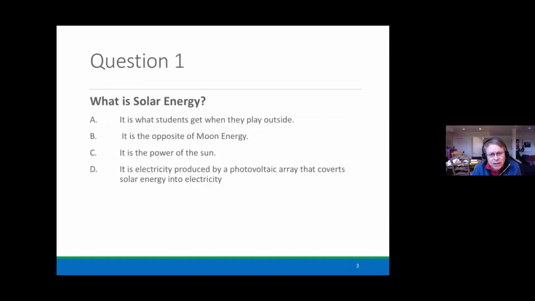Okay, so first question is really a shared question that we'd like you to answer, is what is solar energy? And I have 4 choices here. A, it's what students get when they play outside. They get a lot of solar energy. B, is it the opposite of moon energy? And C, it is the power of the sun. Or D, it is electricity produced by a photovoltaic array that converts solar energy into electricity.